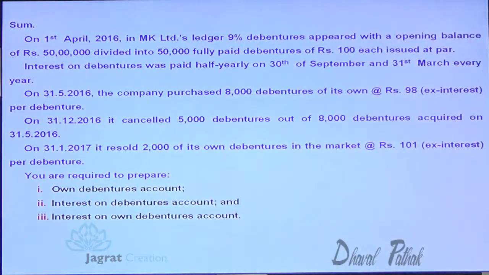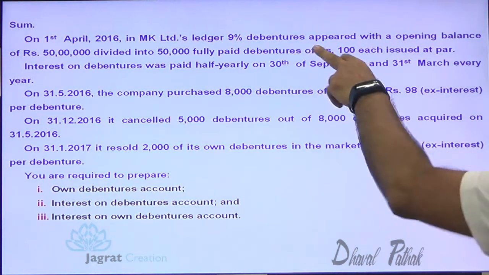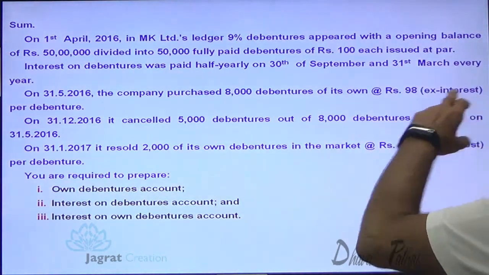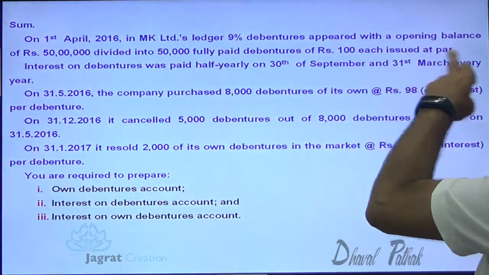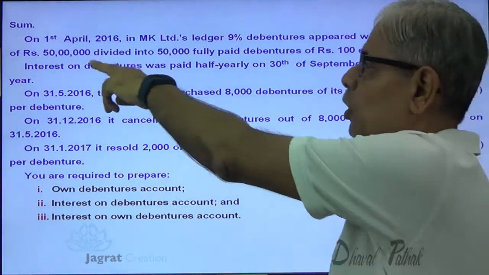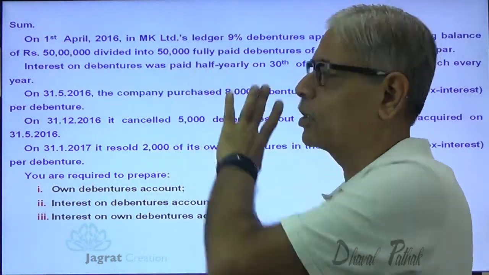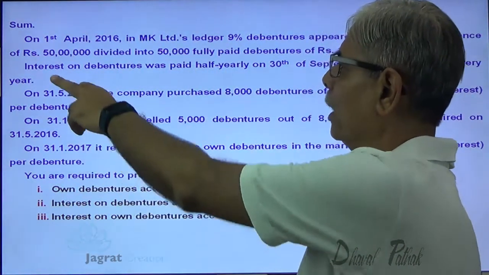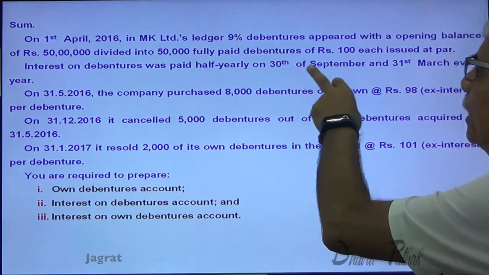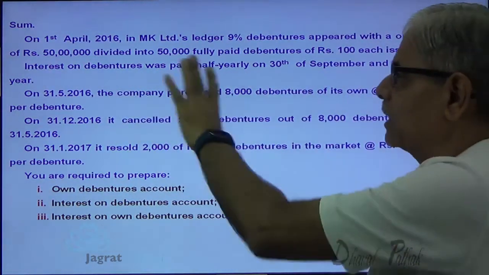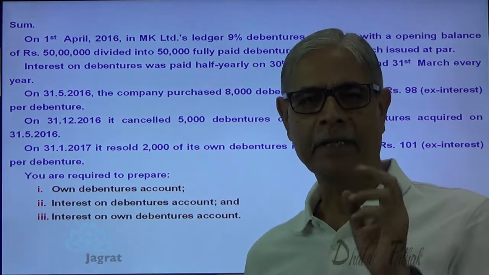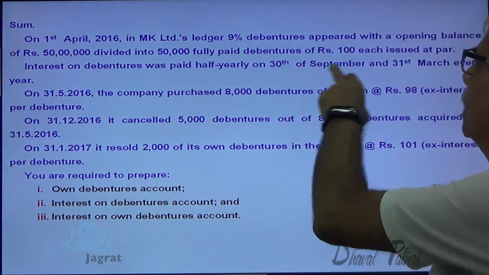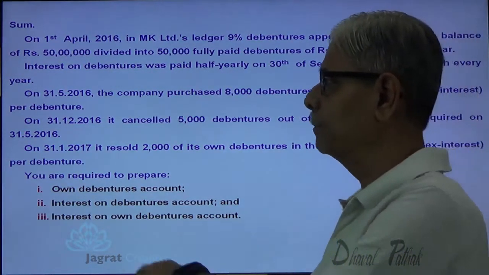On 1st of April 2016, MK Limited ledger, 9% debentures appeared with the opening balance of 50 lakhs divided into 50,000 fully paid up debentures of 100 each issued at par. So debenture liability is 50 lakhs as on 1st of April 2016. Interest on debenture is paid half yearly on 30th September and 31st of March every year. So half yearly interest is paid and the dates of interest are 30th September and 31st of March.